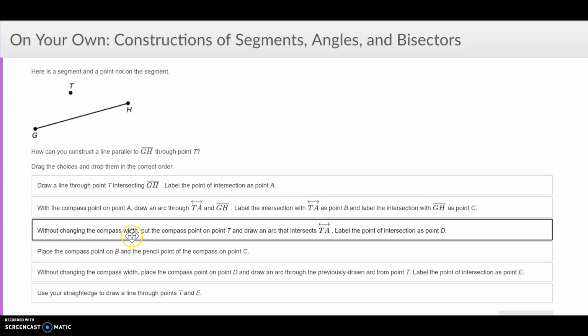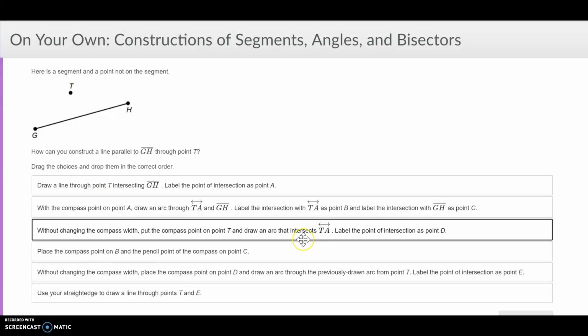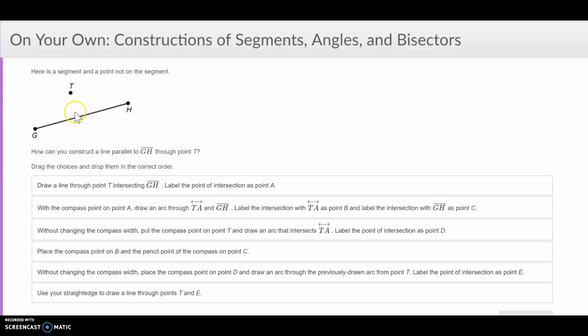Without changing the compass, put your compass now on point T and draw an arc that intersects TA and label that point D. Now we're going to place our compass on point B and the pencil point on point C. We're just measuring the opening of that first arc we made.